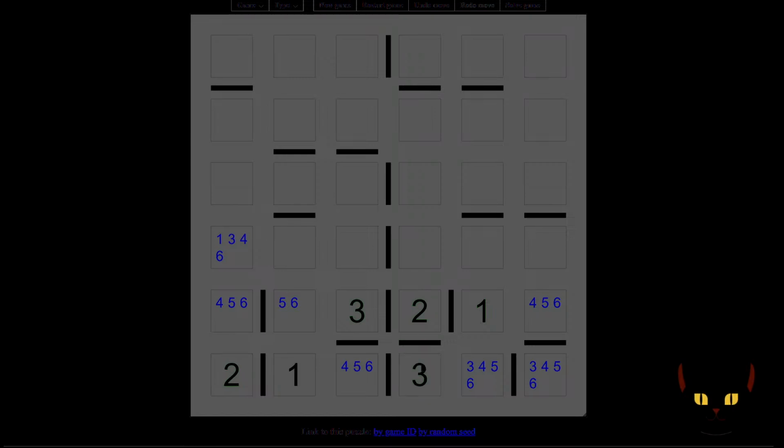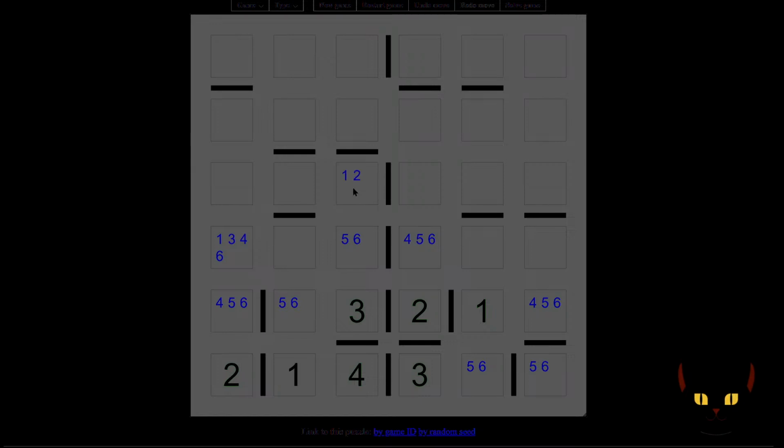Of these, only 3 is adjacent to 2. Of these, only 4 is adjacent to 3. Can't be 1 because that's just 2. Can't be 2 because that's used. Can't be 3 because that's used. This is a 4, 5, 6. It's 3, 4, 5, or 6. Except 3 and 4 are used, so that's 5 and 6.